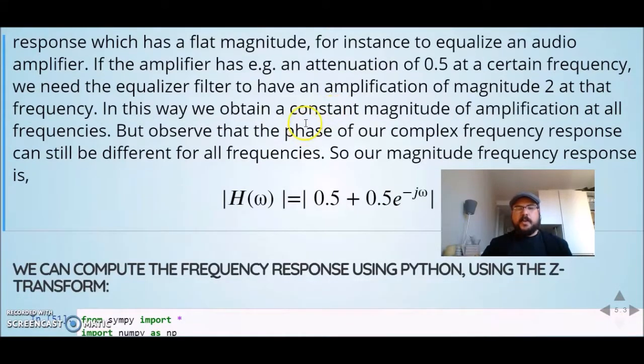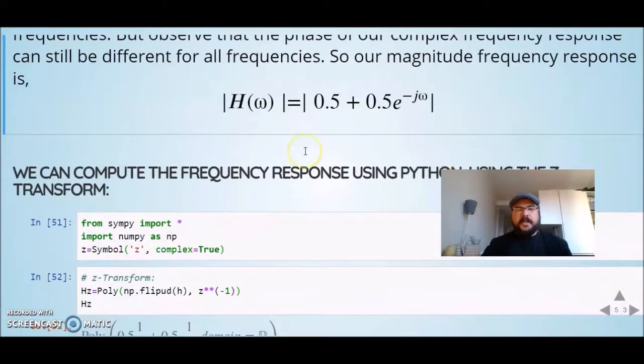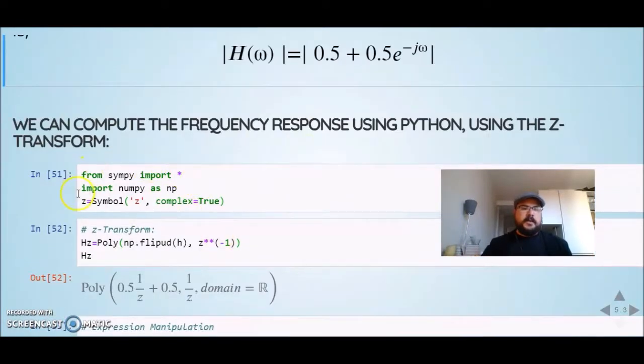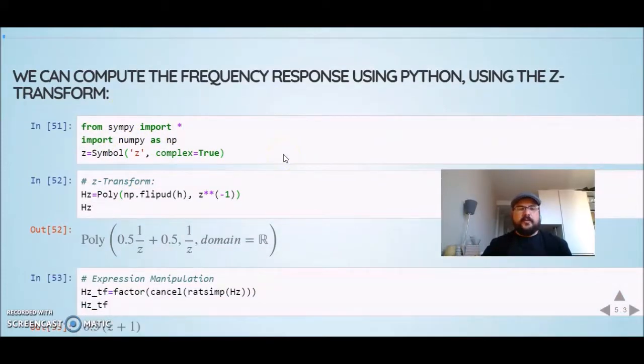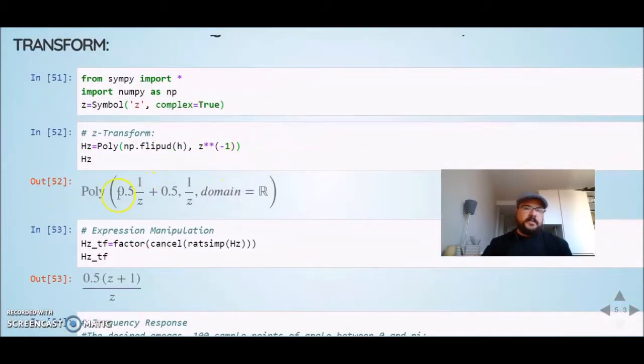We can compute using Python. Here I'm importing SymPy, defining Z as a symbol, so we'll have the Z transform as a polynomial. This is what we're doing here: we flip the coefficients of the impulse response, and then we construct a polynomial with Z to the power of -1. So here what we have is the Z transform.